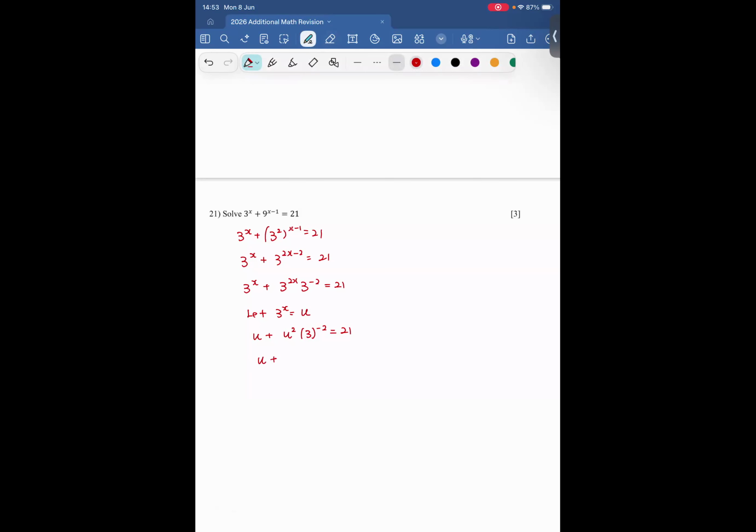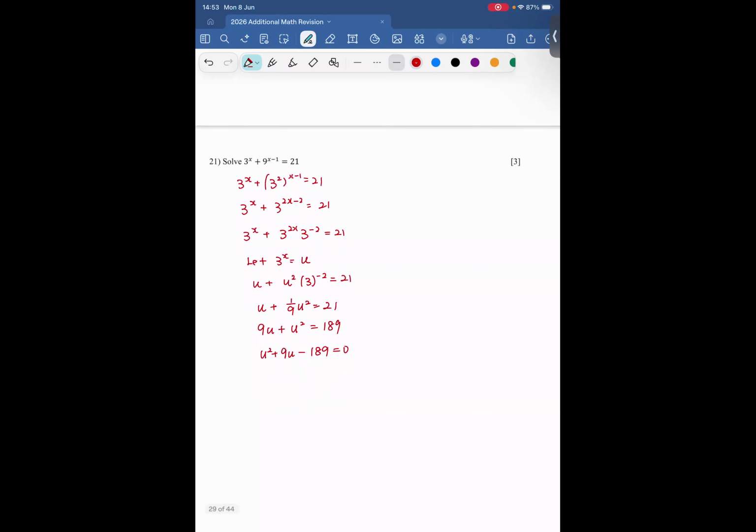3 to the power negative 2 is just 1 over 9. Then times 9 throughout to get rid of the fraction. Quadratic equation, make one side 0. You are unable to solve this or unable to factorize this, so you have to use your quadratic formula.